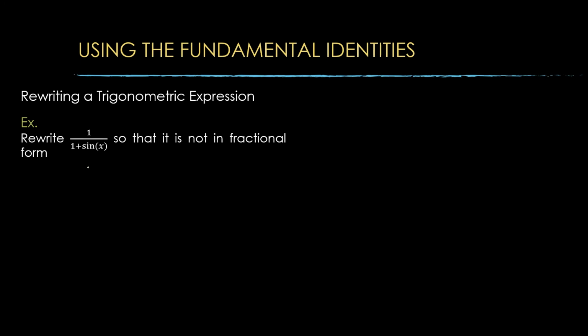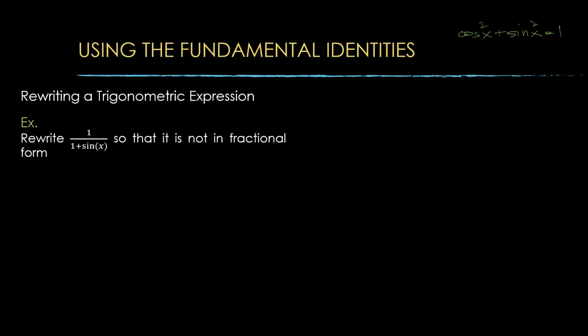Next, we are to rewrite this expression so that it's not in fractional form. How are we going to do that? Rewrite 1 over 1 plus sine of x so that it's not in fractional form. How can we make the denominator a single trigonometric identity? What do we know? We know that cosine of x squared plus sine of x squared is equal to 1. What else? Tangent. But this involves sine, so I guess we're going to be using this one.